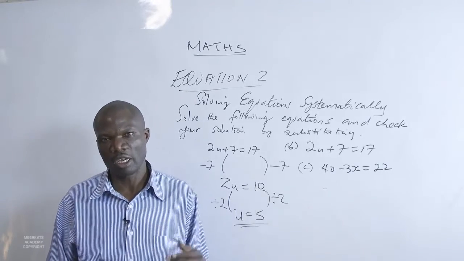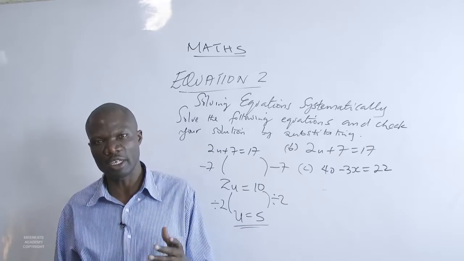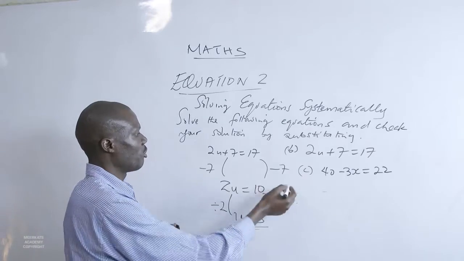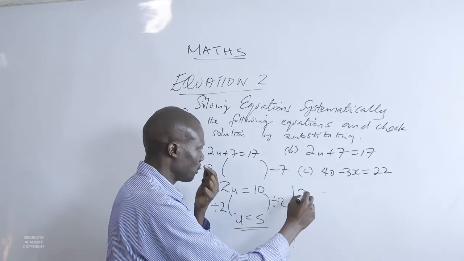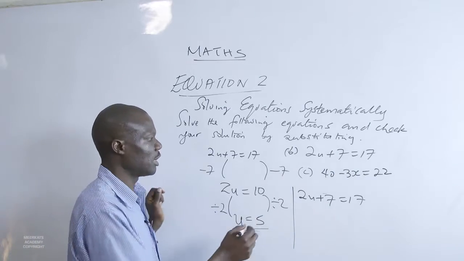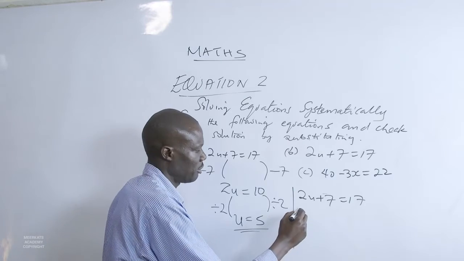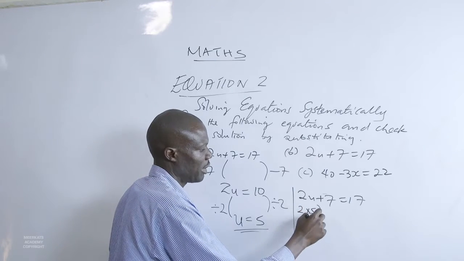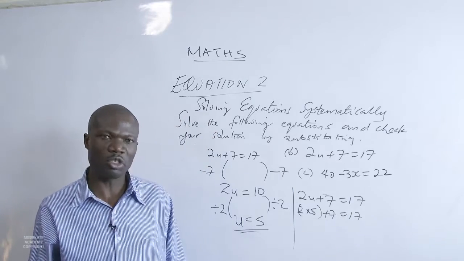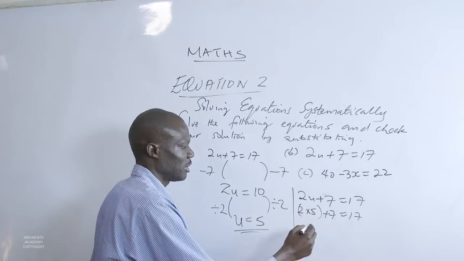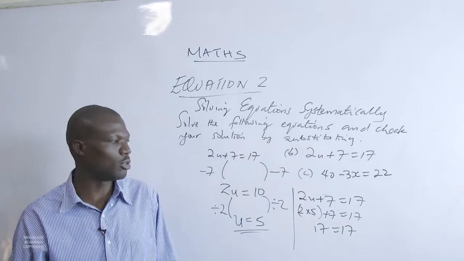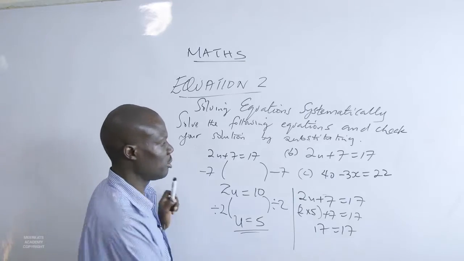Can we check our answer by comparing the left-hand side and the right-hand side to see if it gives us the right information? So from here, we have 2u plus 7 is equal to 17, and u is 5. So 2 multiplied by 5, 2 times 5 is 10. 10 plus 7 is 17. So 17 is equal to 17. That is very true. So it's the correct statement.